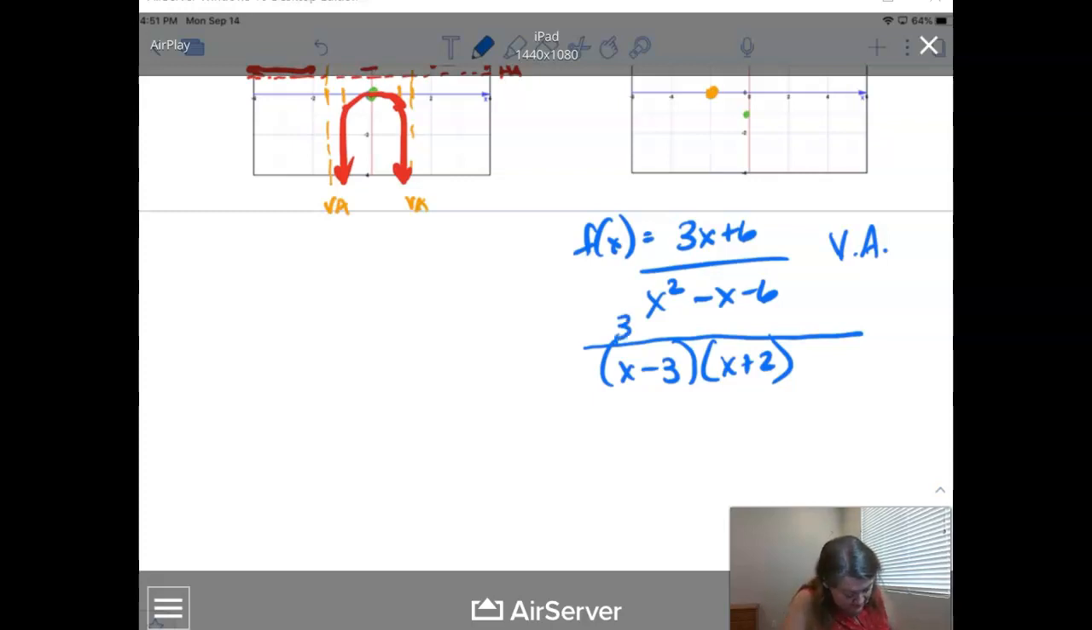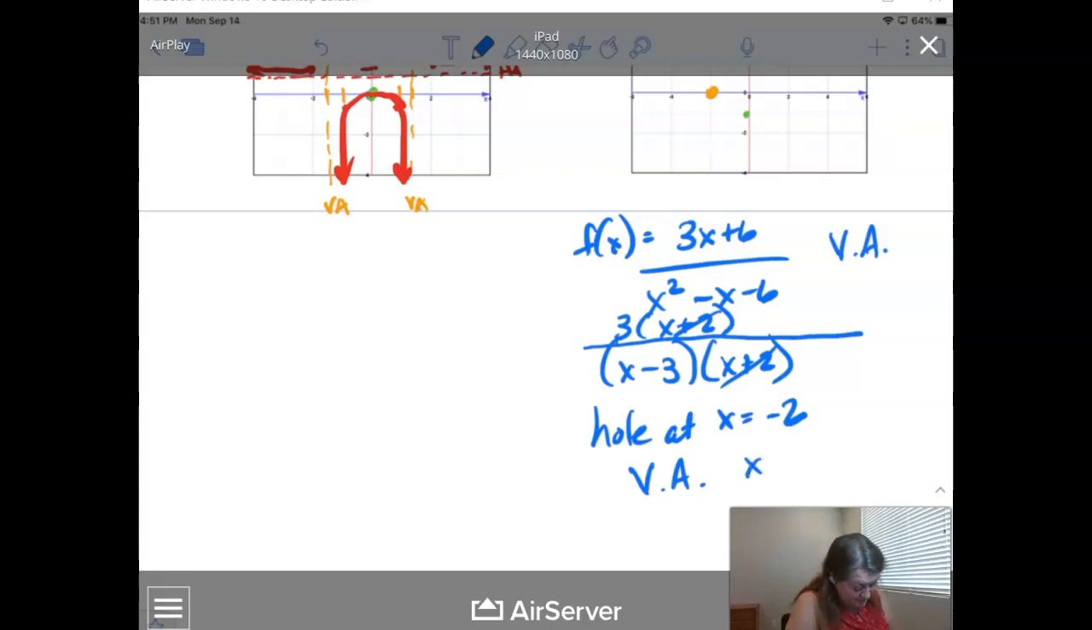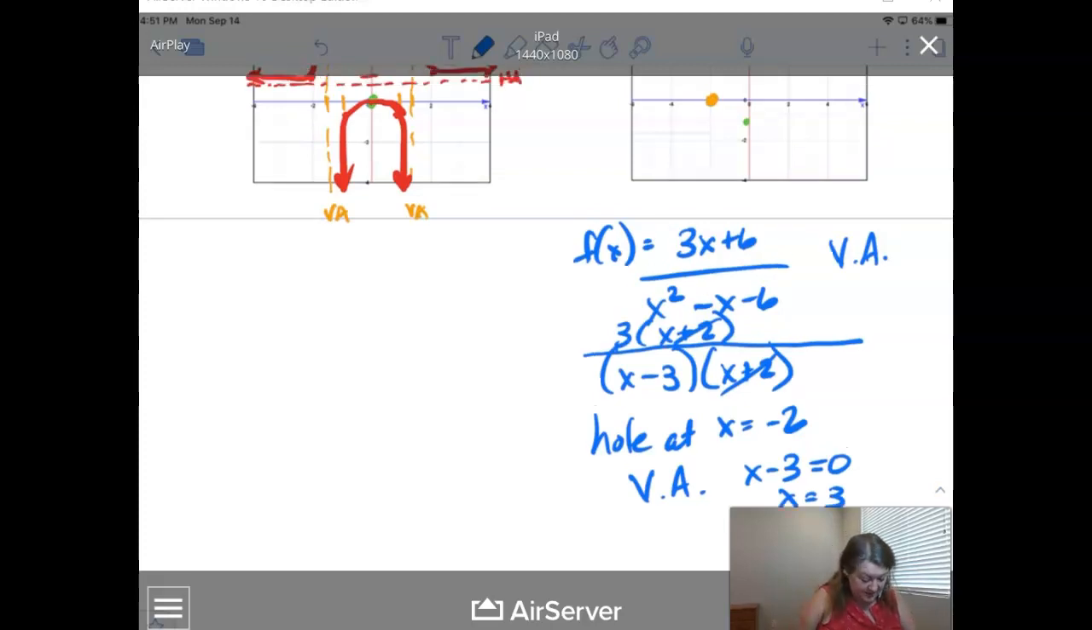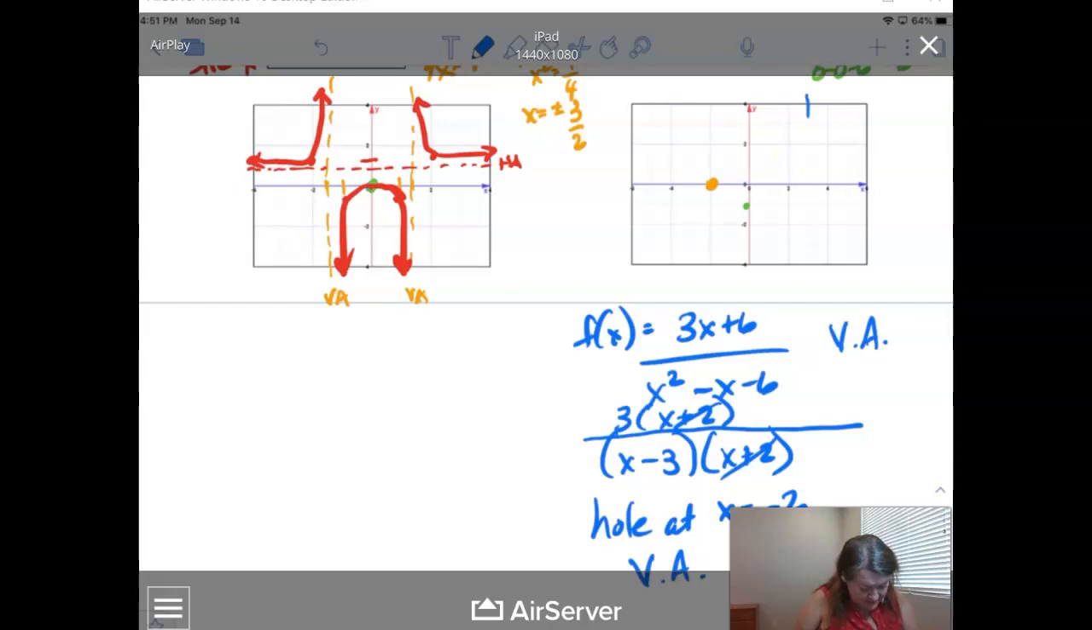So if I factor out a 3, I will get an x plus 2. That is a match. So now I know that there is a hole at x equals negative 2, and there's a vertical asymptote when I set the x minus 3 equal to 0. So x equals 3. Now, one of those I can graph right away. The vertical asymptote I can graph. So x equals 3, this is a vertical asymptote.